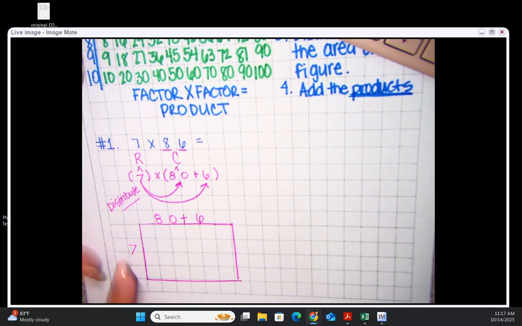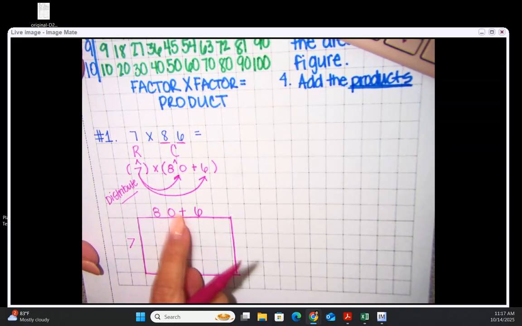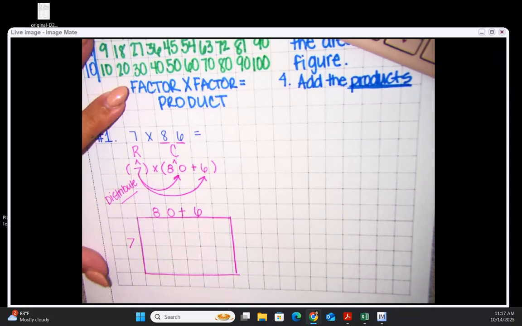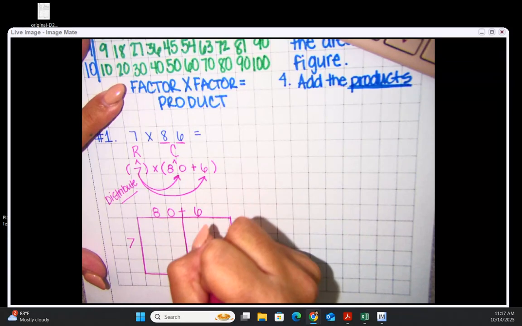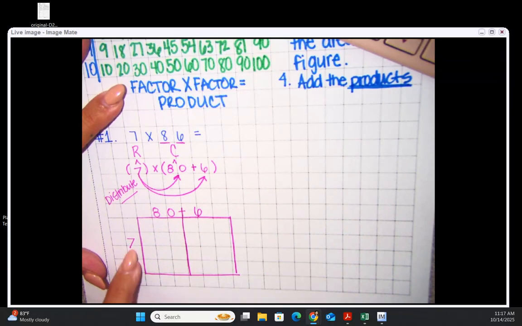Now I'm going to find the area of each square. Every time that there is a plus sign, guys, we're going to draw a line. Now, I don't have a plus sign here on the left, so I'm not going to draw a line going sideways. Okay, go ahead and do that.